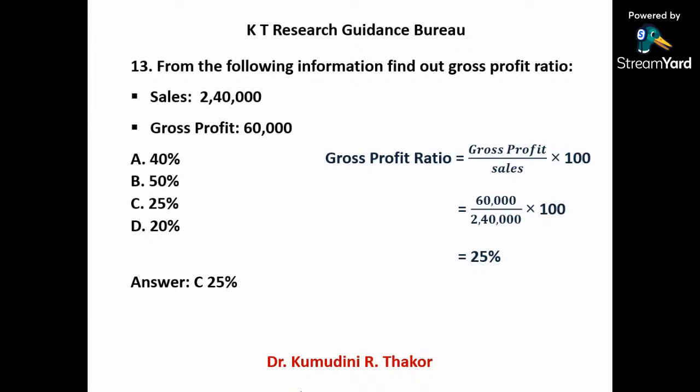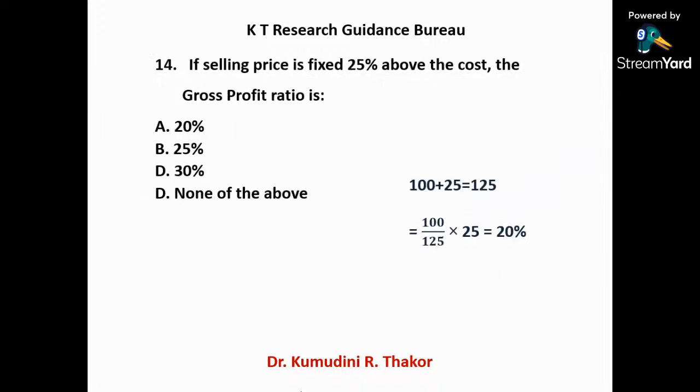So your right answer is C, 25%. It is easy to understand and calculate. So everyone can solve this sum very easily. Next one is, if selling price is fixed 20% above the cost, the gross profit ratio is 20%, 25%, 30%, and none of the above. See, all know that if selling price is fixed 25% above the cost, then no need to do any calculation. Obviously, it is 20%. So, your right answer is A, 20%. Because from day one, we say that if it is 25% above the cost, then it is 20% gross profit.